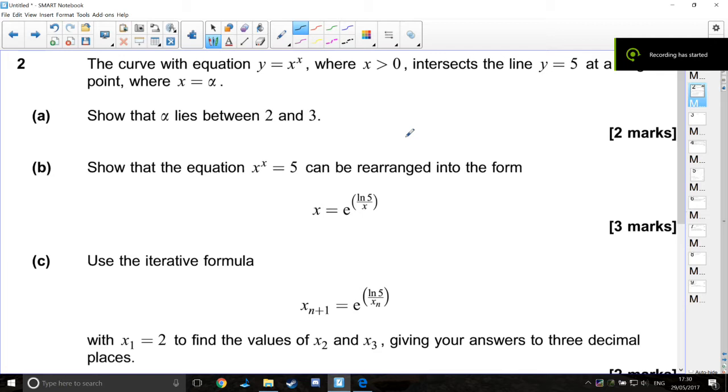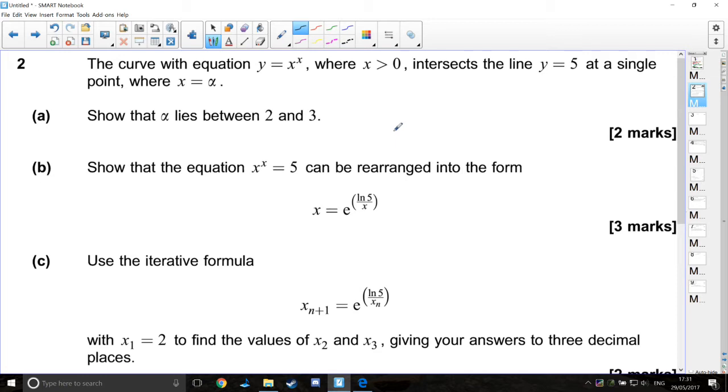Question 2 from the C3 2016 paper, and it looks like it's starting off with a numerical method style question. We've got y equals x to the power of x, where x is greater than 0. It intersects the line y equals 5 at a single point where x is equal to alpha. Show that alpha lies between 2 and 3.